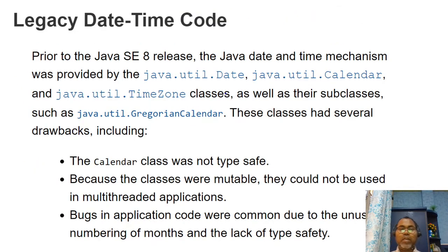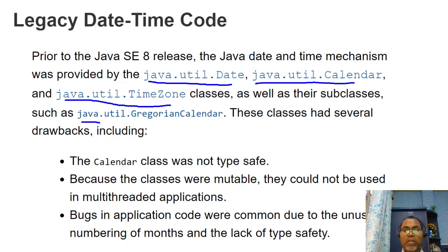So these are what we have studied till now, what the latest Java 8 provides. Before the Java 8 release, generally we were using these kinds of classes to manage your date, like java.util.Date, java.util.Calendar, java.util.TimeZone, and java.util.GregorianCalendar. So these classes have several drawbacks that are overcome by the new classes.